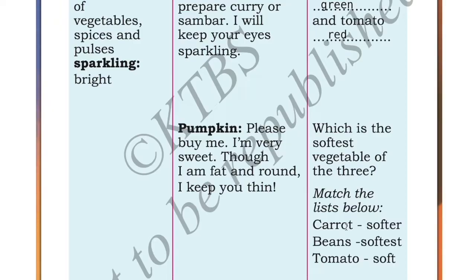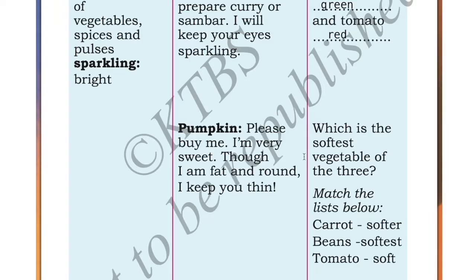So we have carrot is softer, beans is softest, and tomato is soft. Do you think this is right? I don't think so. I think they're mismatched. So what we need to do is match them to the correct softness. So keep thinking about that.